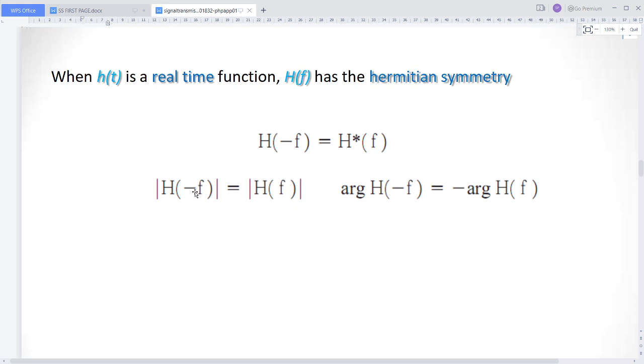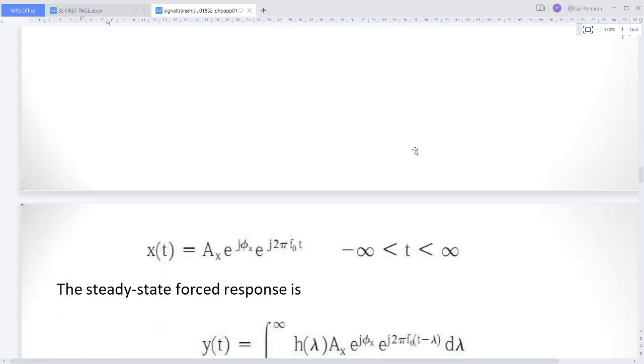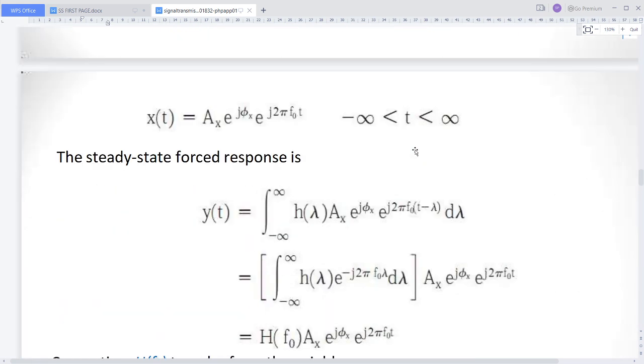Star indicates the conjugate symbol, so you can go with this representation. The modulus of H of minus f is equal to the modulus of H of f. In place of f you can take minus omega also. If it is replaced by minus omega, you can replace this by plus omega, and like that the magnitude of X of minus omega is equal to the magnitude of X of omega. The angle of X of minus omega is minus the angle of X of omega. This thing also we have studied in the Fourier transform, in the case of phase spectrum and amplitude spectrum.